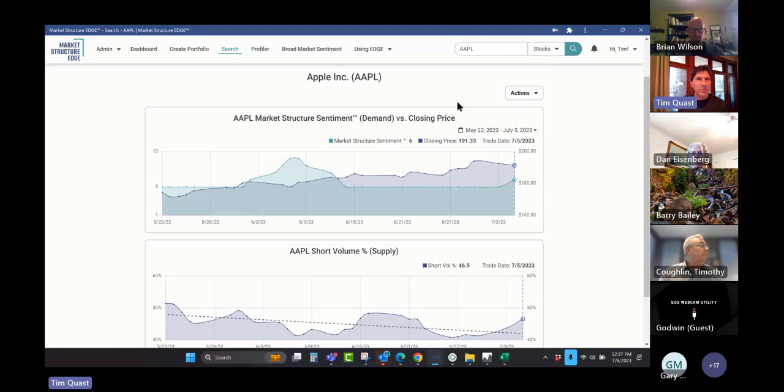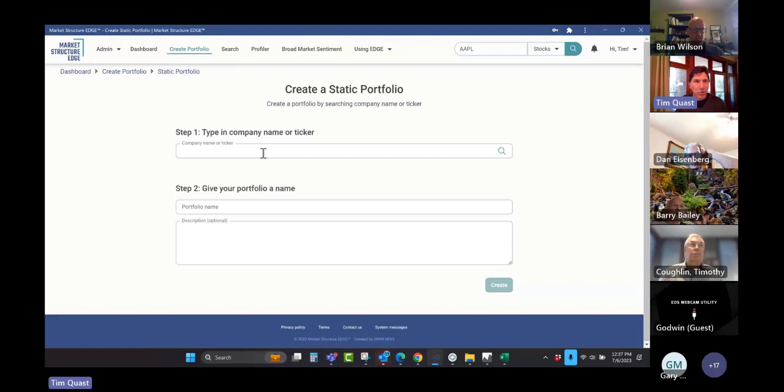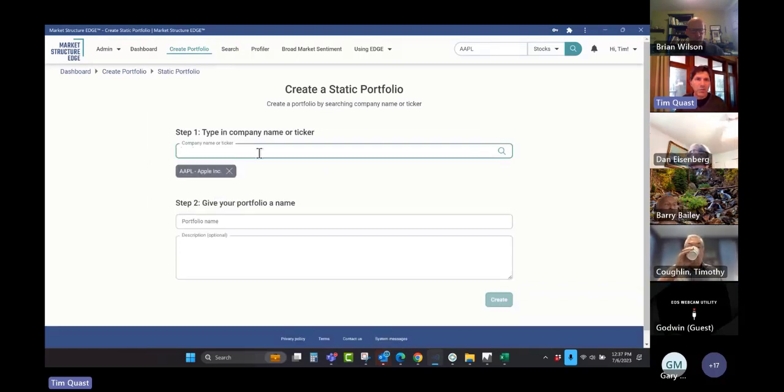There are a couple of other simple things to know, like creating portfolios. You can do your own. You could go over here and put your tickers in, just put in whatever you want. We'll just do a handful here to make the point. What else? NVIDIA, some popular stocks.